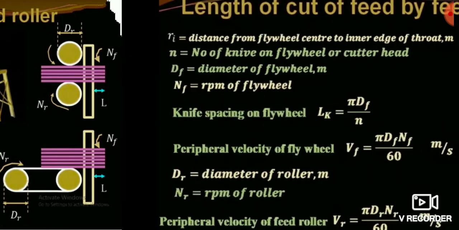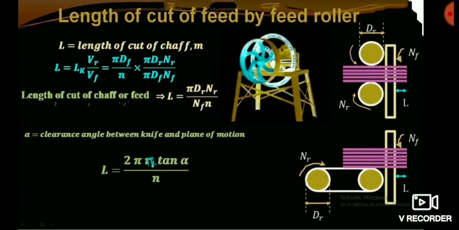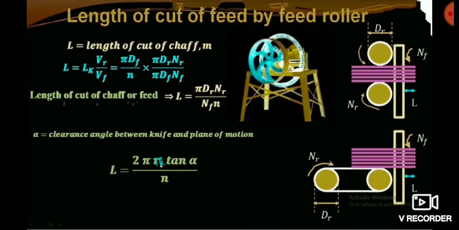LK is nothing but the length of knife spacing of the flywheel and VF is the velocity of the flywheel. So L by VR is equal to LK by VF. From here you can calculate L is equal to LK into VR by VF. So you can derive this equation.